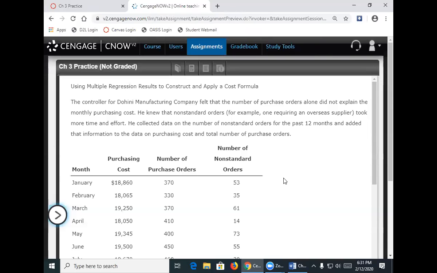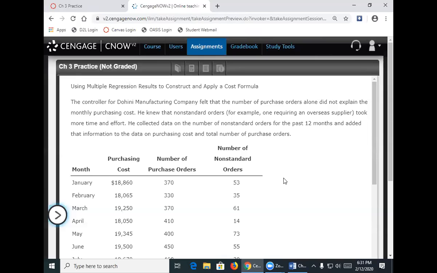So now in this example, it's the same. Notice our purchasing cost and our number of purchase orders are the same. But this manufacturing company was like, well, number of purchase orders definitely drives purchasing costs. But what if there's other functions that we're doing? There's other activity or cost drivers. And so the controller felt that the number of purchase orders alone did not explain the monthly purchasing cost.